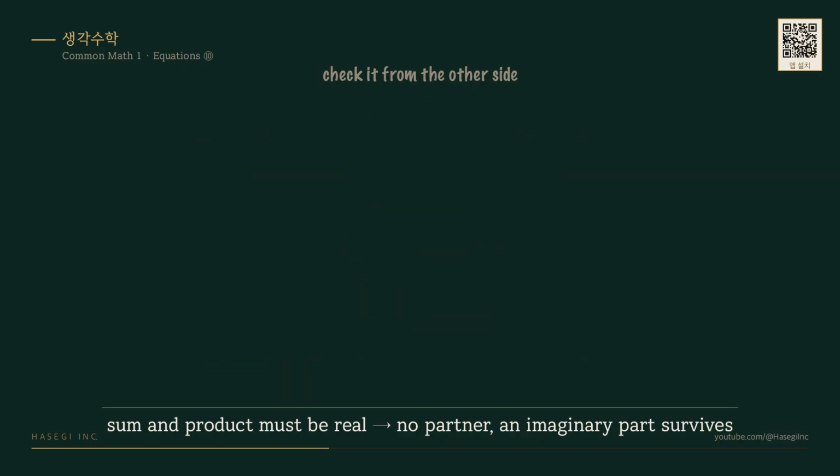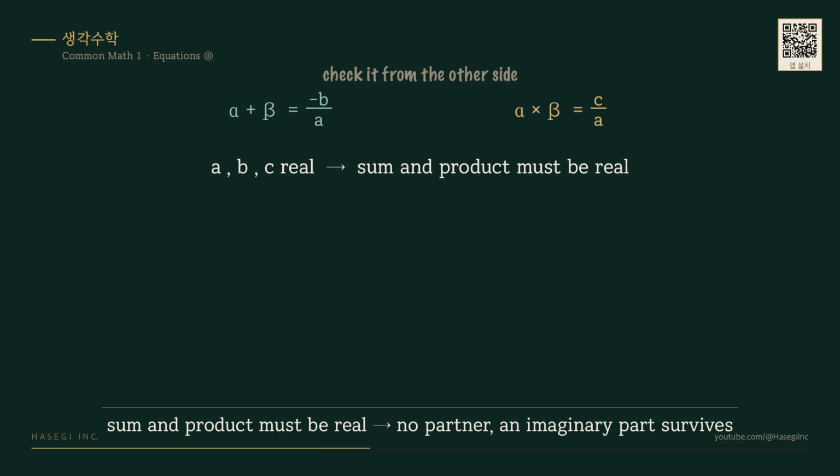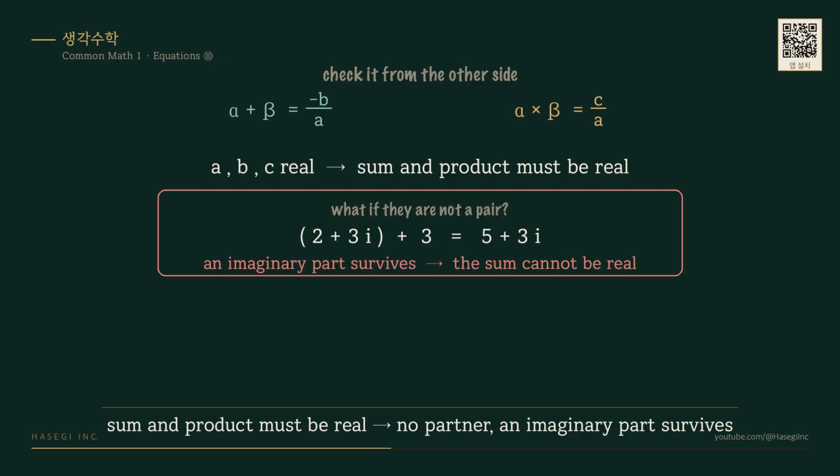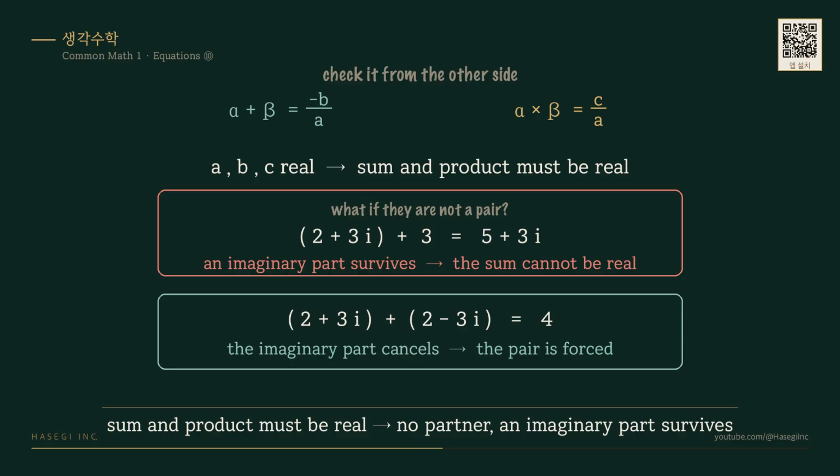Let us check it from the other side. Last time we saw that the sum of the roots is minus b over a, and the product is c over a. If a, b, and c are all real, then the sum and the product must both be real as well. Now suppose only one root were 2 plus 3i, and the other were a plain real number like 3. Adding them would leave 3i sitting there, so the sum could never be real. The only thing that can erase that imaginary part is its conjugate partner. That is why the pairing is forced.